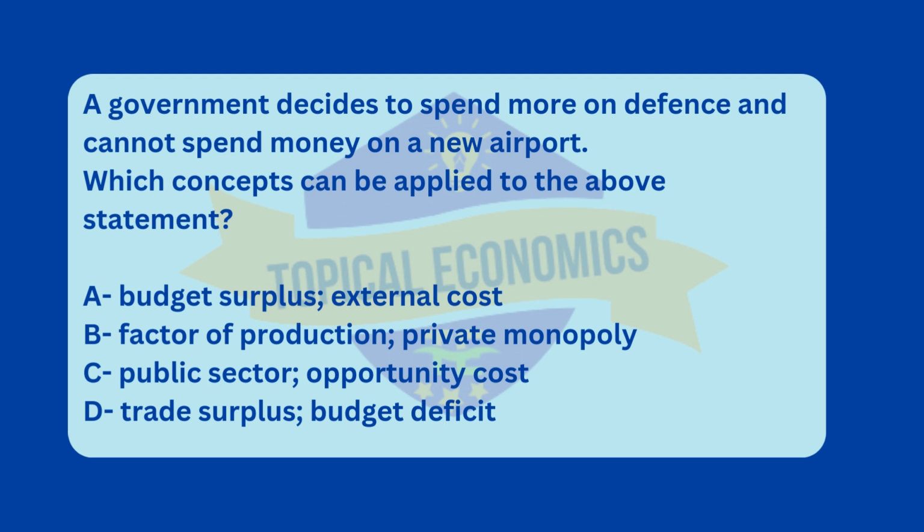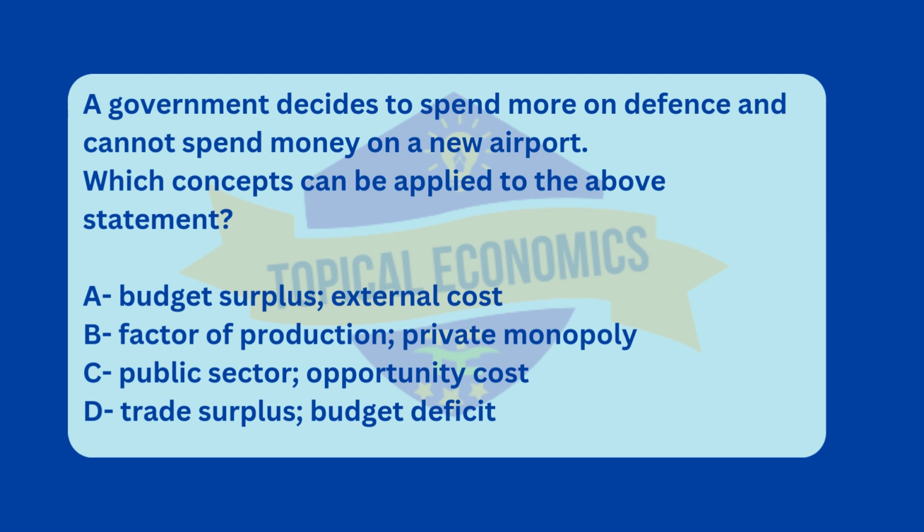Next, option B, factor of production, private monopoly. Factor of production refers to resources, land, labor, capital, entrepreneurship, used in the production of goods and services. The decision described in the question is more about how the government allocates funds, rather than how production resources are utilized. And private monopoly refers to a market situation where one firm dominates the market for a particular good or service. This is unrelated to the government's allocation of resources.